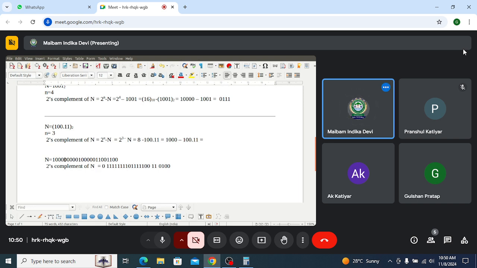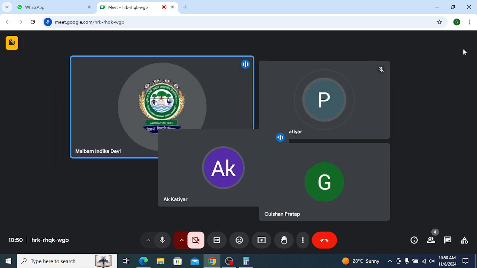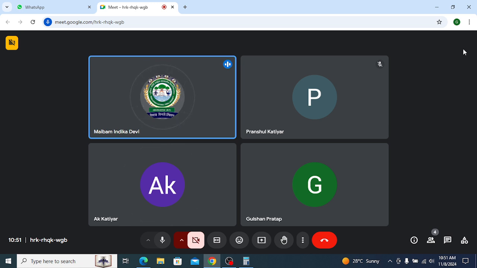Understood? Yes, ma'am. Okay, so this is one way. Now another way is to first find the 1's complement of a number, and then add a 1. So far we are done. We have done with R's complement.